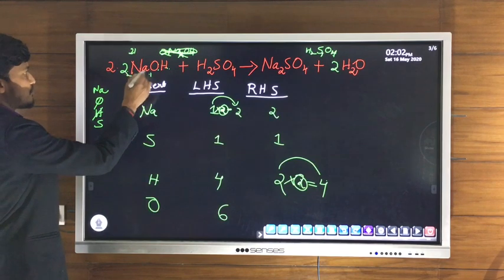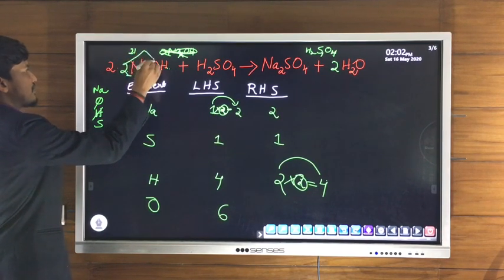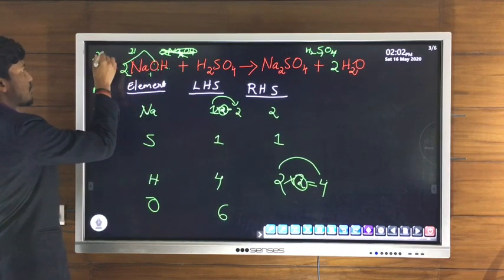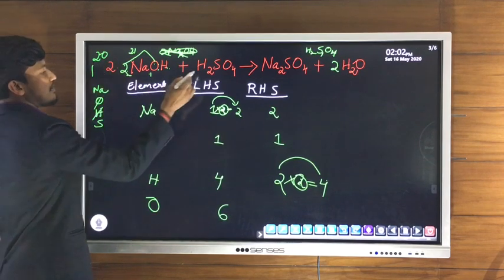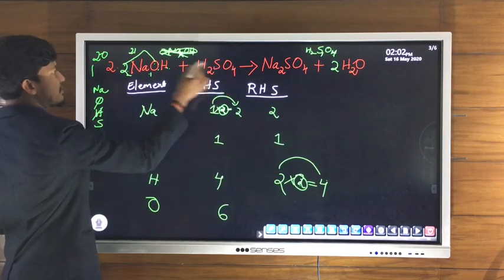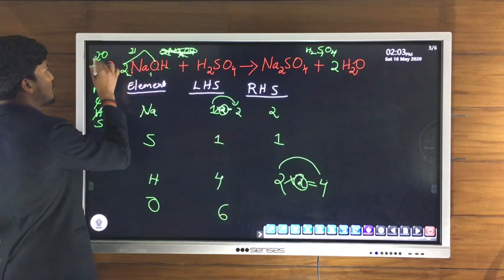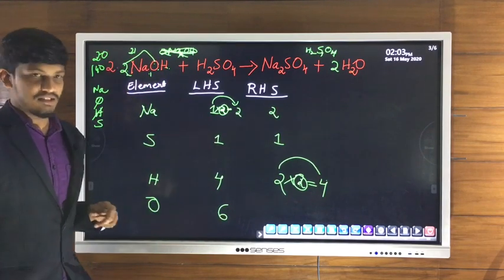That is, from 2NaOH, how many oxygen atoms? 2 into 1, 2 oxygen, plus from H2SO4, how many oxygen atoms? 4. So 2 plus 4, 6 oxygen atoms.